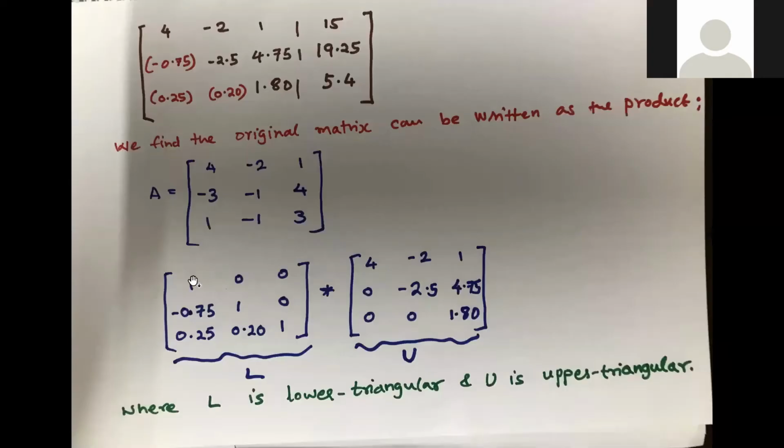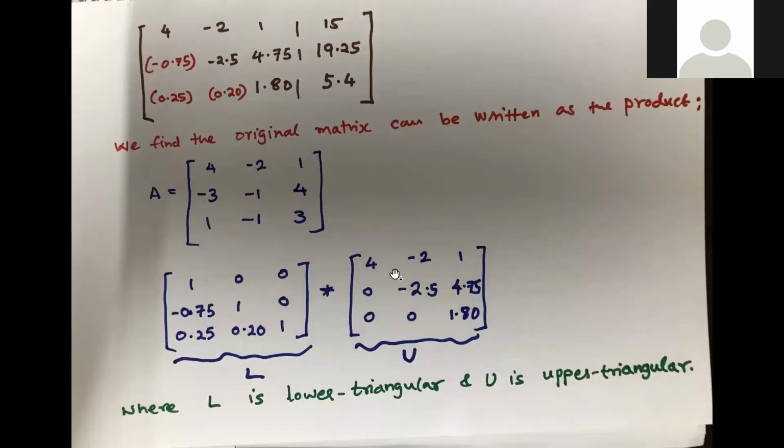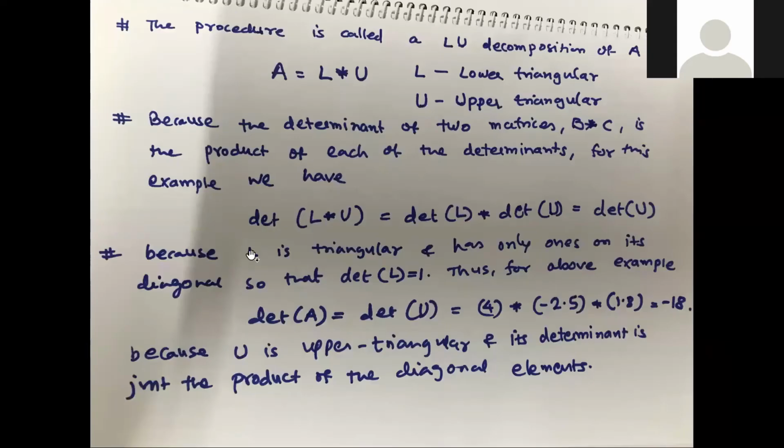Determinant of L matrix will be 1. You can check it yourself. Determinant of matrix L will be 1, so it is nothing but determinant of U matrix. You know, directly you can get that L is a lower triangle and has only ones in its diagonal. So the determinant of L is 1.